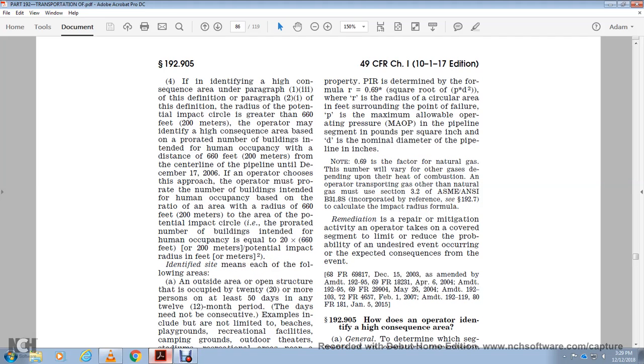Remediation is a repair or mitigation activity. The operator checks the covered segment line and limit to reduce the probability of any undesired event occurring or the expected consequence from the event.